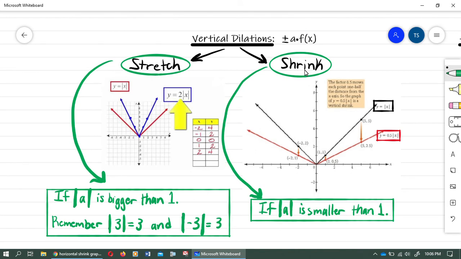Okay? And on the flip side, it'll be a vertical shrink if the absolute value of that a, or of that number being multiplied on the outside, is smaller than 1, then it's going to be a vertical shrink. Okay?